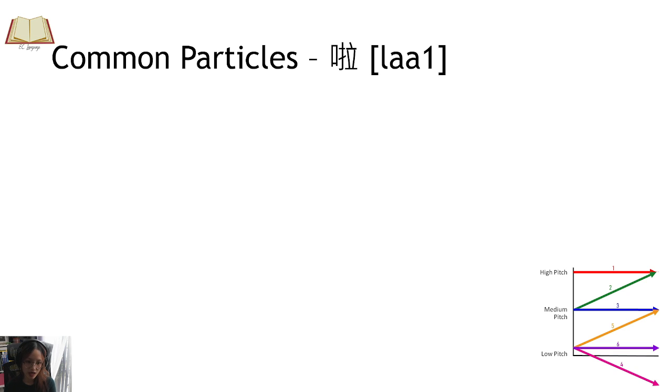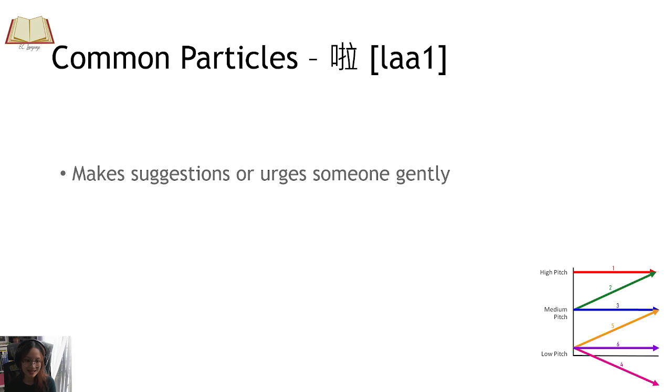The last particle we're going to look at in this video is this laa. This is not to be confused with the earlier la or lak. Notice that laa is in the first tone. It is used to make suggestions, like advice, or to urge someone to do something gently, without sounding too demanding. In a way, this is a little bit similar to the earlier a but a is used in neutral questions and statements, while laa is used when urging someone to do something.